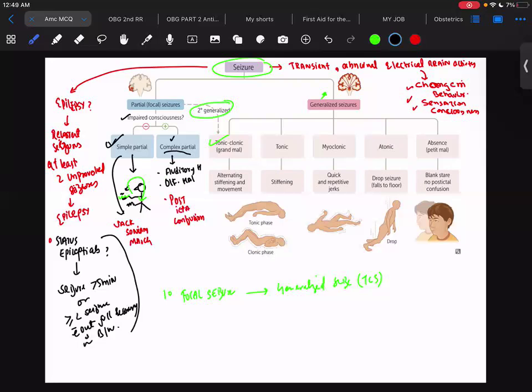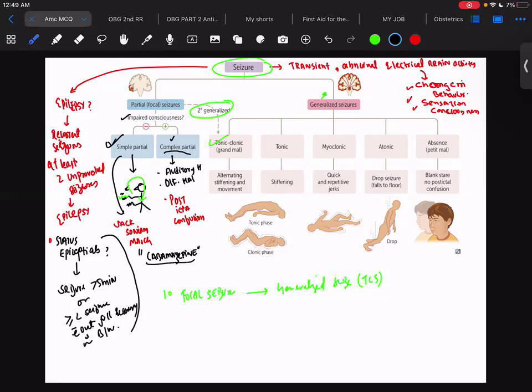If they ask you that the patient is having a focal seizure, be it with awareness or without awareness, that is simple or complex partial seizure, the treatment is very important. That is carbamazepine. What was the other usage of carbamazepine? Yes, trigeminal neuralgia.